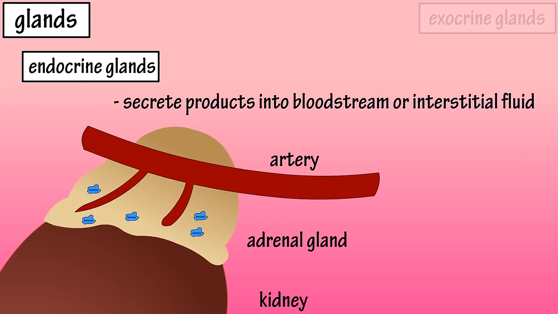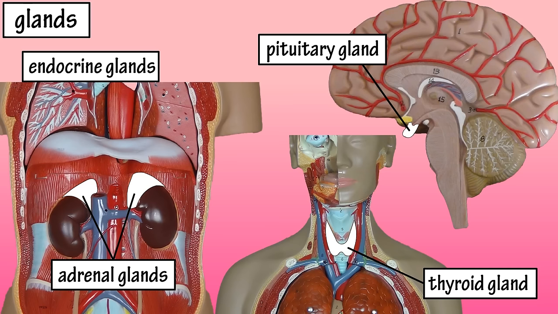Endocrine glands secrete their products, mainly hormones, directly into the bloodstream or interstitial fluid that surrounds cells. Some endocrine glands include the adrenal, thyroid, and pituitary glands.